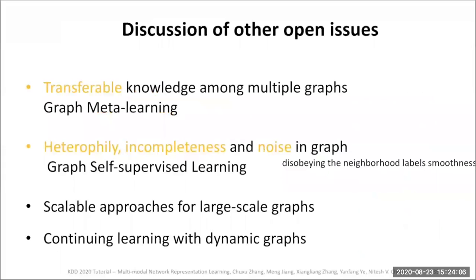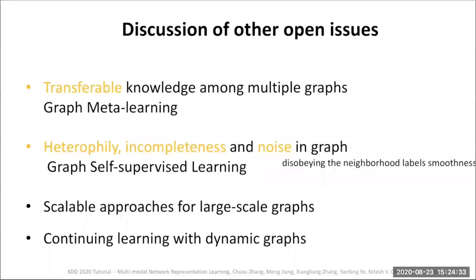There are several interesting open issues in this topic. First, if we can have transferable knowledge among multiple graphs. For example, in molecule graphs and some other graphs in special domains, we may want to learn the transferable knowledge in order to do better prediction about their property or about some links.